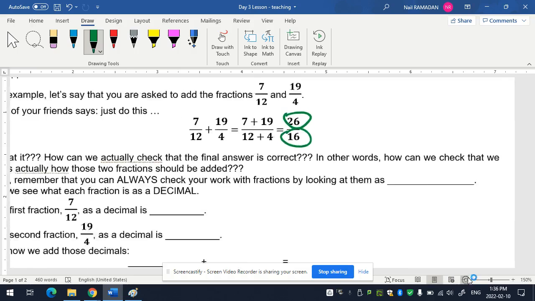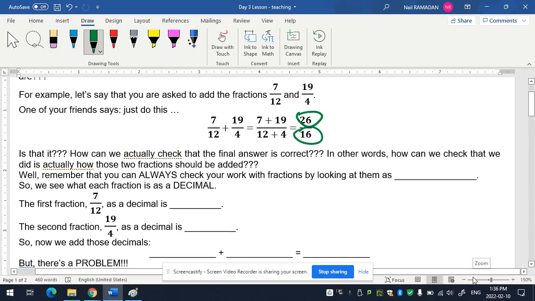Okay? All right. Do you remember yesterday how we checked that our fractions were still correct? What was the title of yesterday? Come on, if you have your notes, simplifying fractions and checking with decimals. You know what? Then let's check that with decimals.